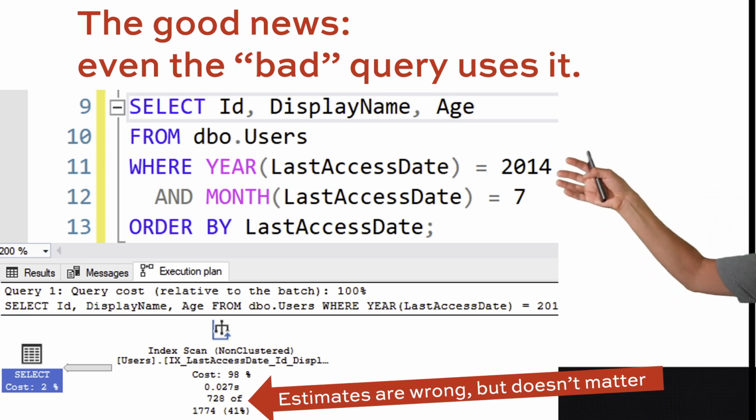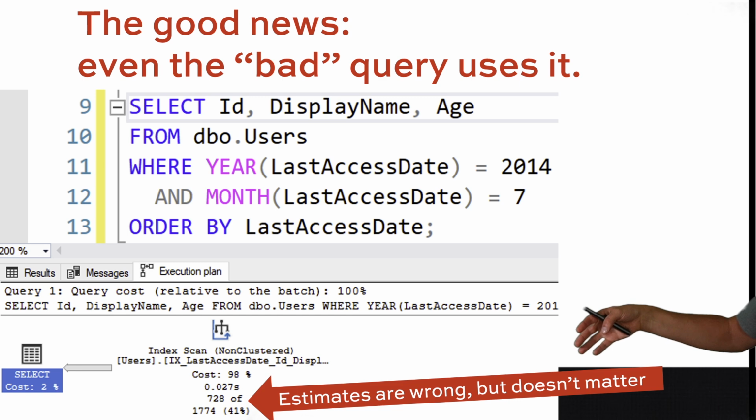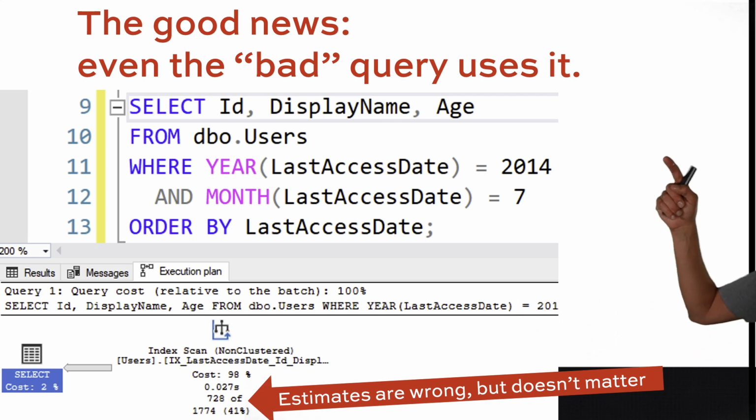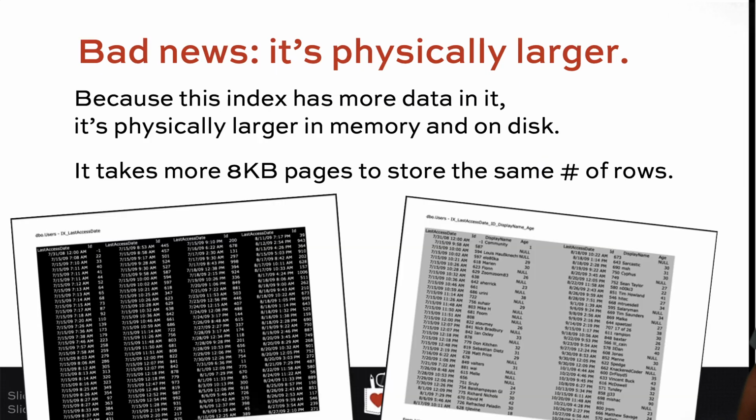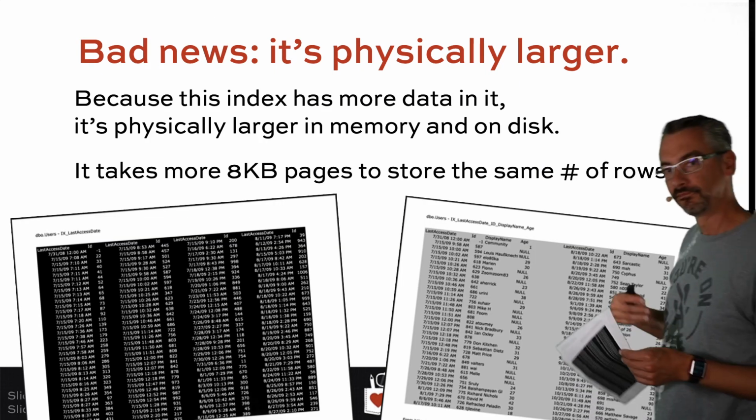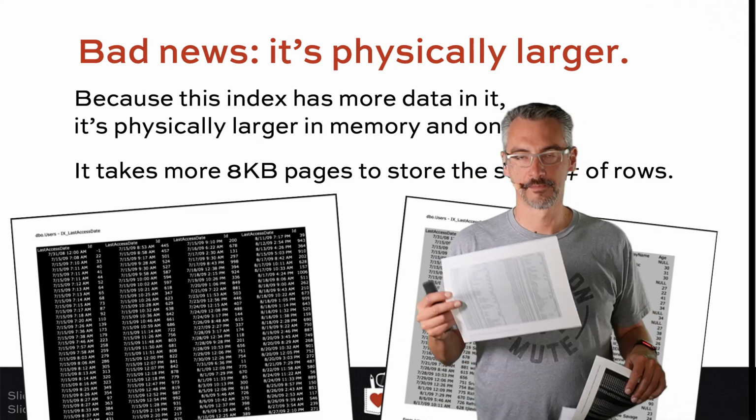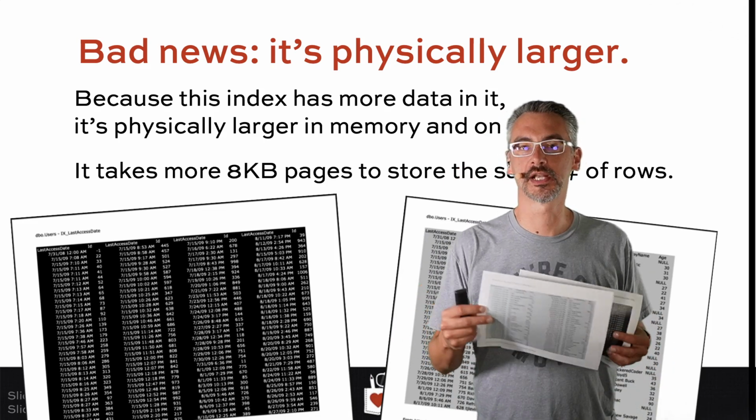Here, when people were using the year and month of last access date, SQL Server's estimates are still wrong, but it doesn't matter because he was able to seek into this brand new wider index and grab all of the columns that he needs. Now this index is physically larger. It does have more 8K pages in it.